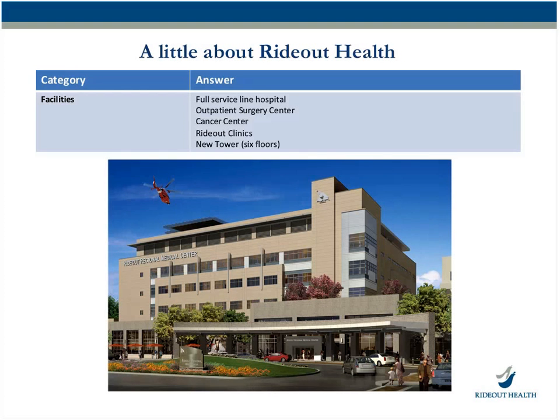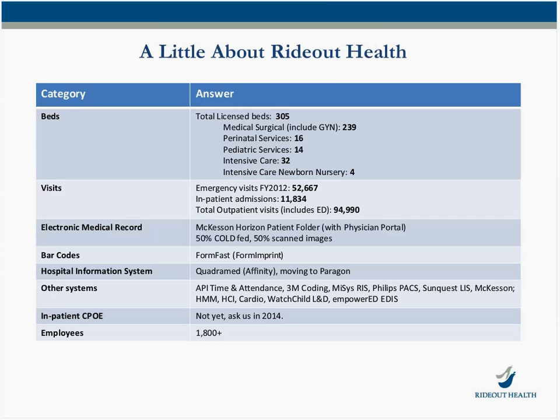So right now we have 2 hospitals, but we are merging them into one. The picture that you see below, I believe it's going to be opening in 2015 in Marysville, California. We do have an outpatient surgery center, a cancer center, and some clinics. And I'm not going to read over everything here, but I'll let you take a look at it if there's anything that interests you. But we're licensed for 305 beds. We have over 50,000 emergency visits last year.